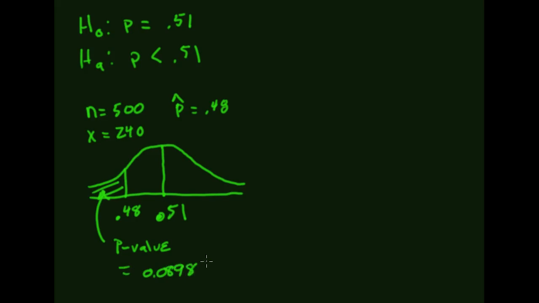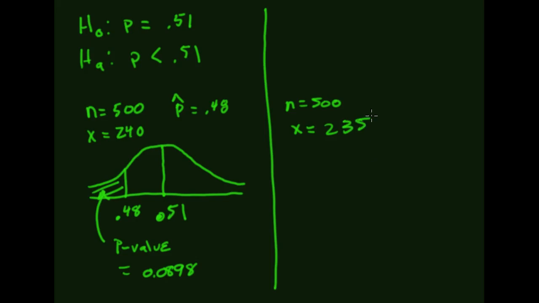So realistically, there's a 9% chance that my candidate could still have that 51% of the vote and get this 48% sample. This is worrisome, but it doesn't mean that my guy definitely has less than 51%. So let's say the next day I take another sample. I grab another 500 people at random, and now I only get 235. Not 250, that would be half. 235 people voting for my candidate.